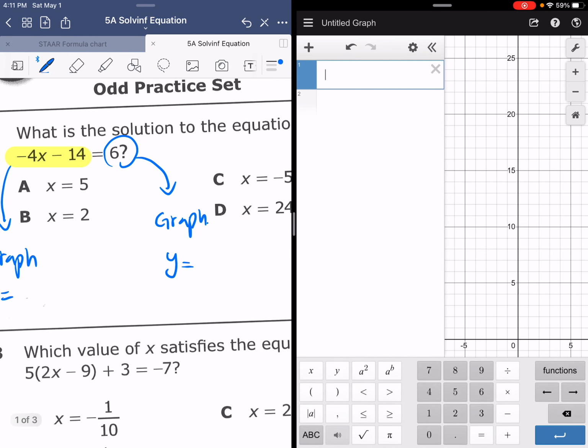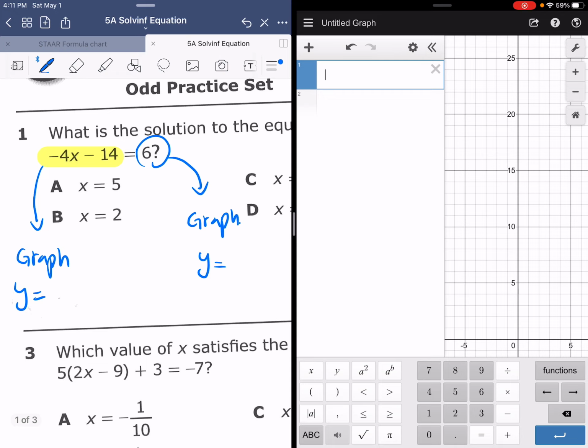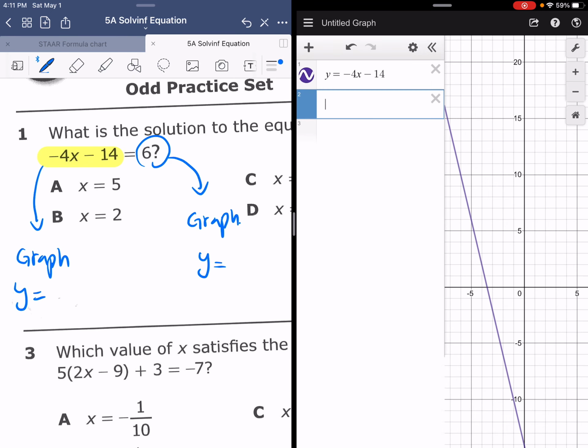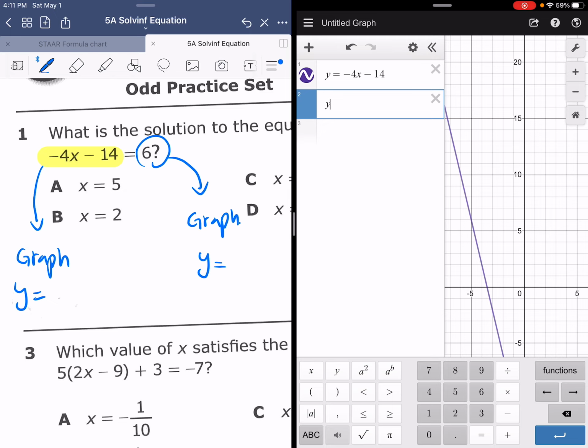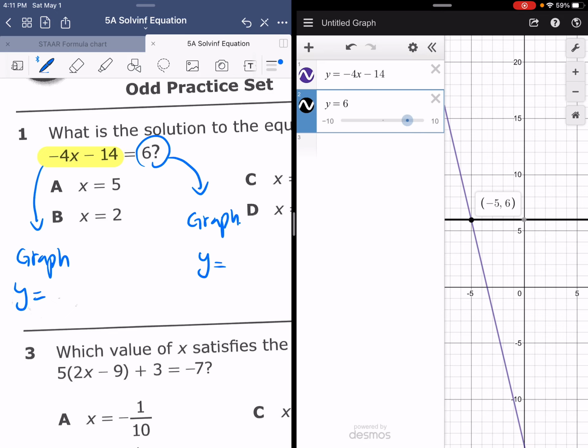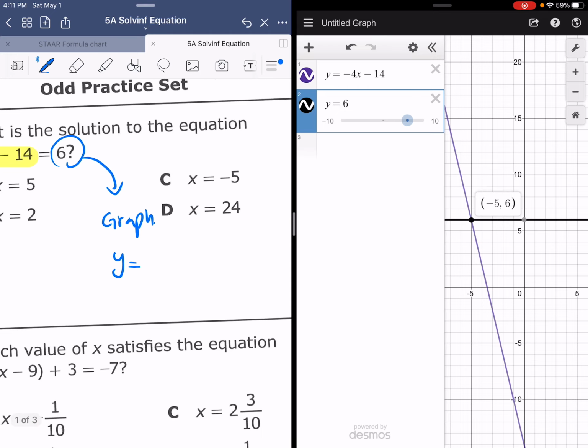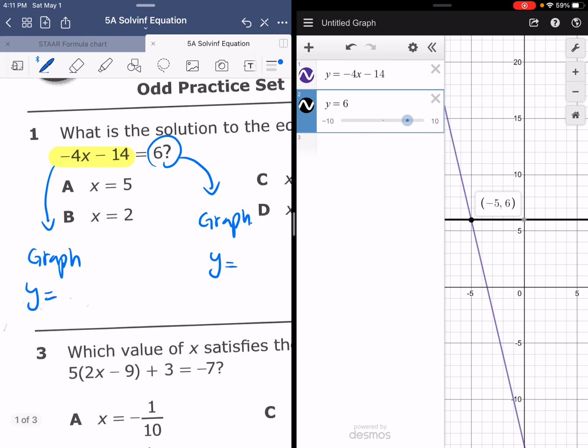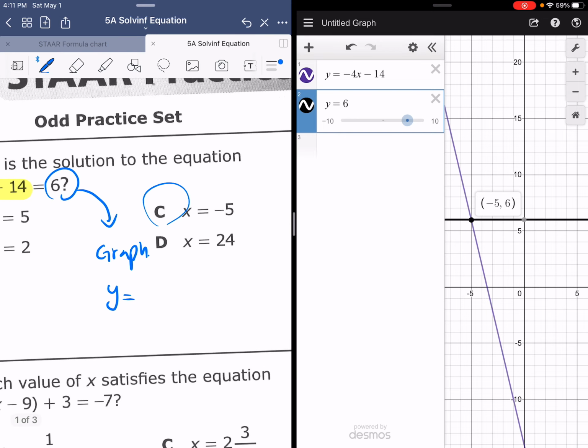So first one, you have to graph y equals negative 4x minus 14. So we have this graph here. And now, second one, we're gonna graph y equals 6. And do you see this intersection point here? Negative 5 comma 6. This is gonna be your answer. We are trying to solve for the x value, right? We are trying to solve for x. So negative 5, which is the x value, is gonna be our answer.